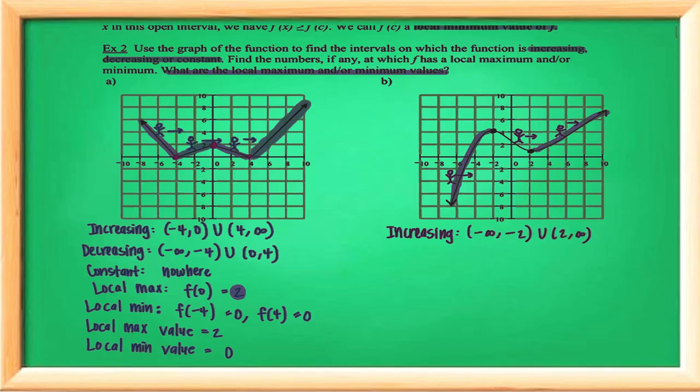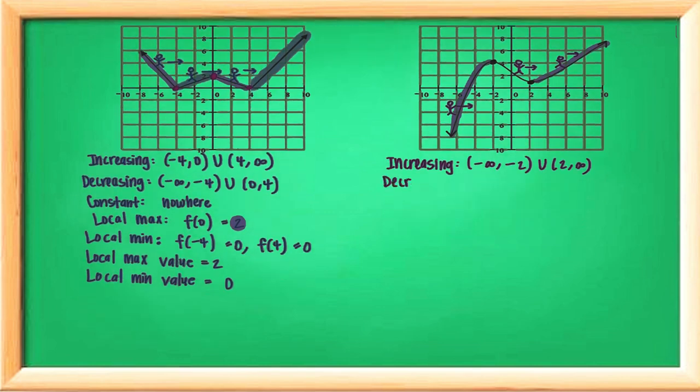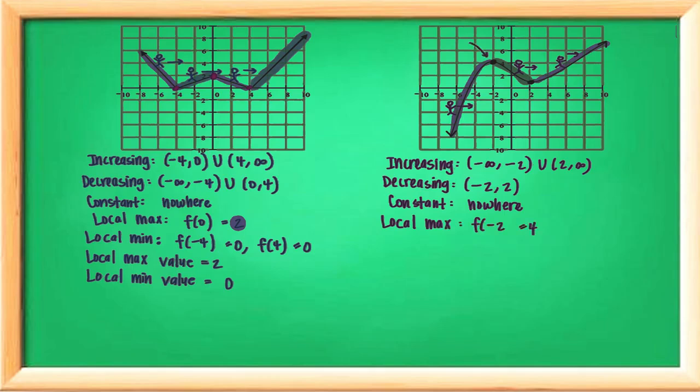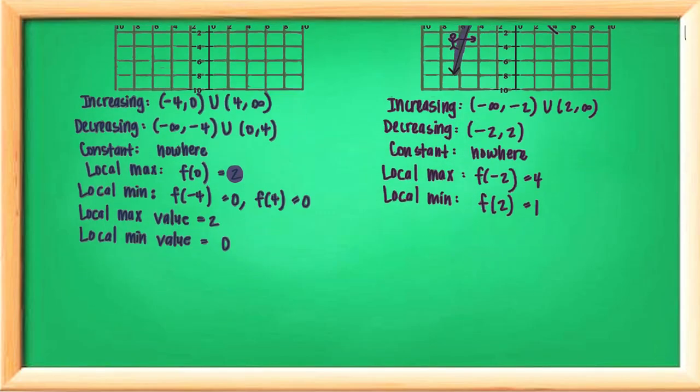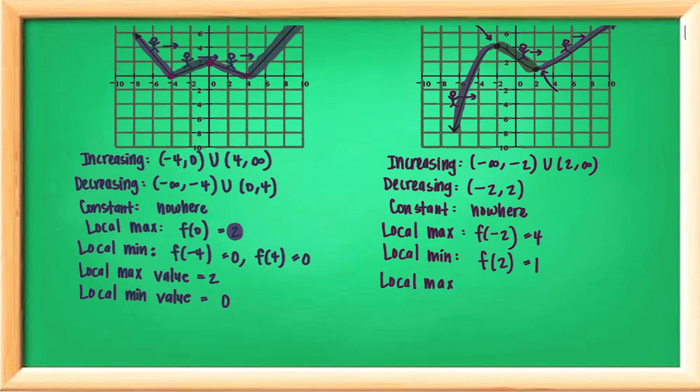Love it. Now, where's the graph decreasing? When is the little person walking downhill? Let's see, just on this little piece here in the middle. So decreasing from -2 to 2, remember these are all open intervals. Where is it constant? Again, nowhere. It's not flat anywhere. Okay, what about local max? Do we have one? Yes, I see it right there. f of -2 is 4. What about a local min? I see it right here. f of 2 is 1. And then I'll just finish off the problem the same as the other ones. So local max value is 4 and local min value is 1.